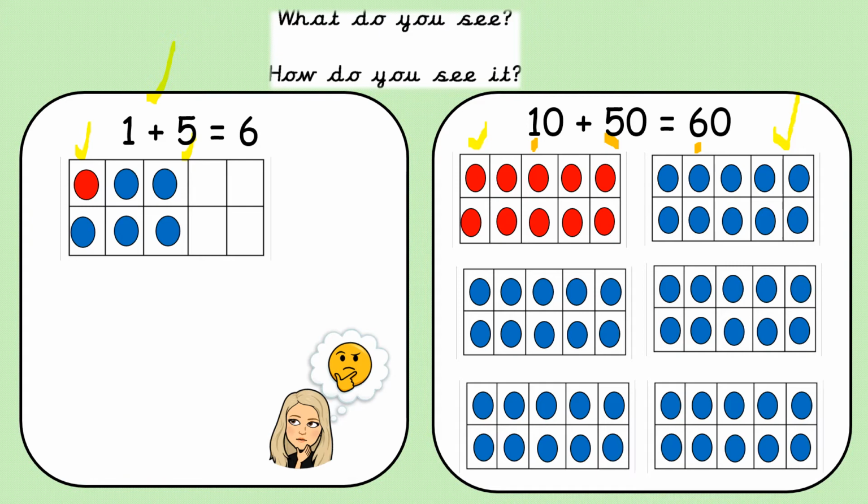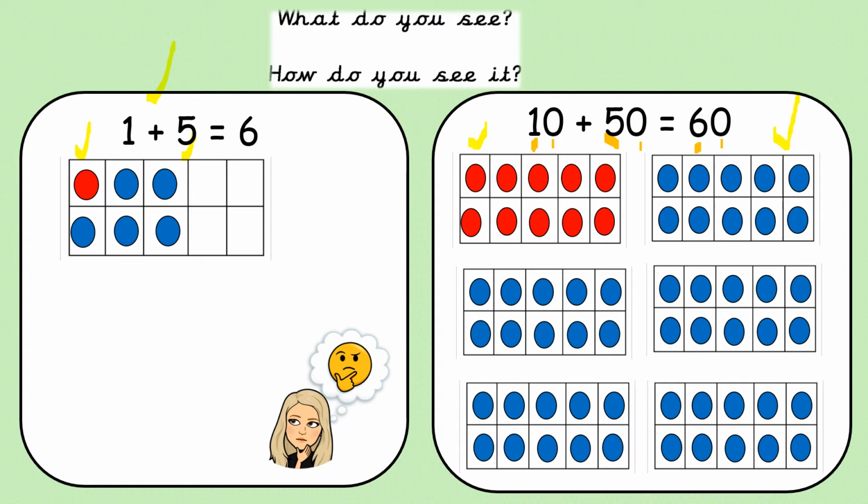But what's different? We've added 0 in the ones house. So this number isn't 1, it's 10. And we've added 0 to this one's house. So this number isn't 5, it's 50. Well done. And we've added 0 to this one's house. So instead of 6, it's 60.